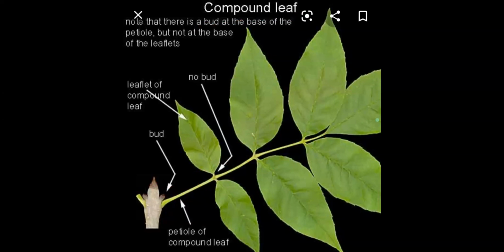Does anyone have a doubt about how to identify simple leaf and compound leaf? If you have a doubt, unmute and ask me.